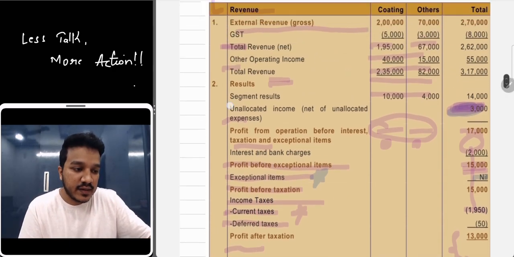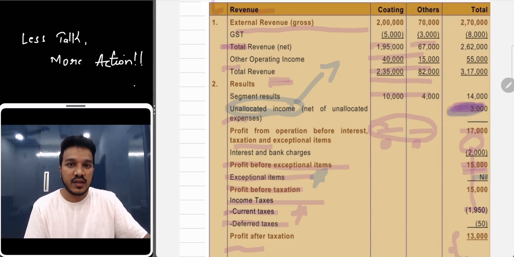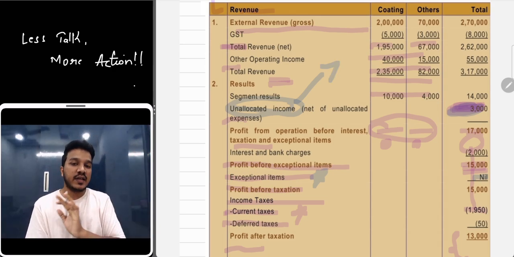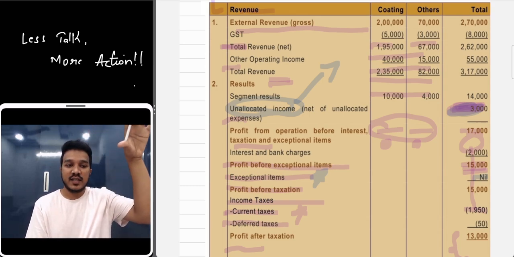And then ये जो unallocated income है, don't get confused in the exam hall. Don't give its adjustment here in the revenue. Revenue is separate, unallocated income is separate. Unallocated income comes in P&L. Revenue is actual sales amount.